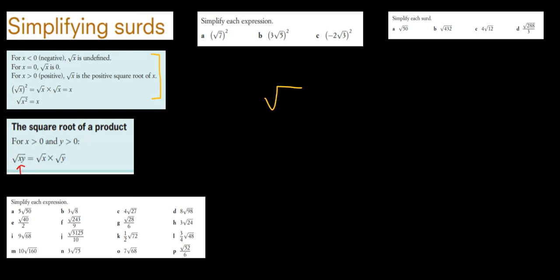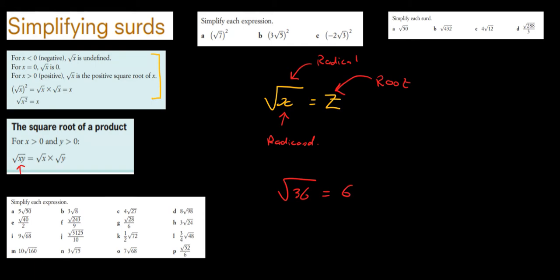So let's just label each part. This is called the root. This is called the radical, and this is called the radicand. So for instance, the square root of 36, 6 is the root, the square root is the radical, and the radicand is 36. There's also another one, and this is called the index.